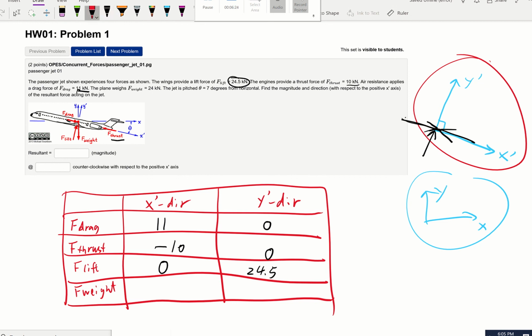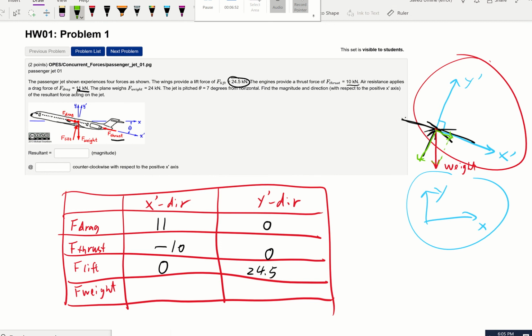Then the only thing left is weight. Now let's look at the weight. I'm going to use red color here. So this is my weight. Weight is always going straight downward. And now we are working in x prime and y prime, so we have to decompose that into x prime and y prime using the rectangular components.